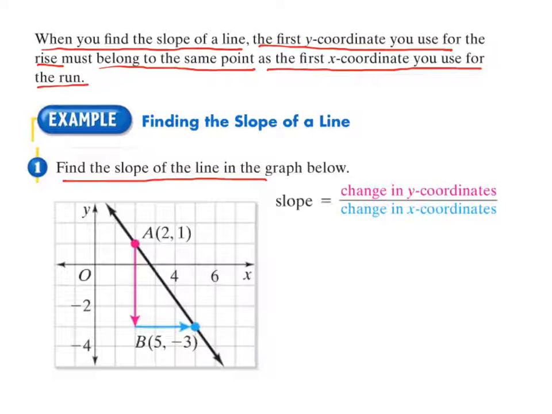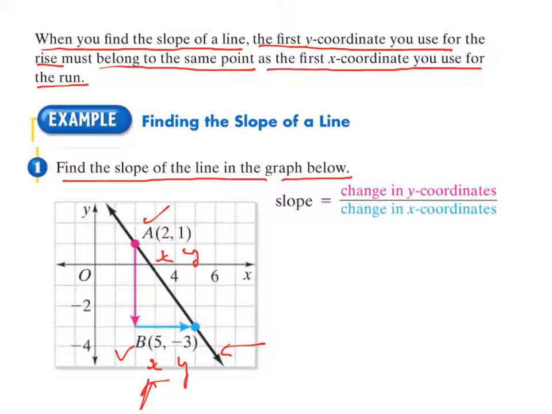Find the slope of the line in the graph below. So you have a graph, the line is shown to you. There are 2 points marked, A and B. The coordinates of A are 2, 1. And which is x and which is y in this? The 2 is x and 1 is y coordinate. Which is the x coordinate in the point B? The 5 is the x coordinate and negative 3 is the y coordinate.